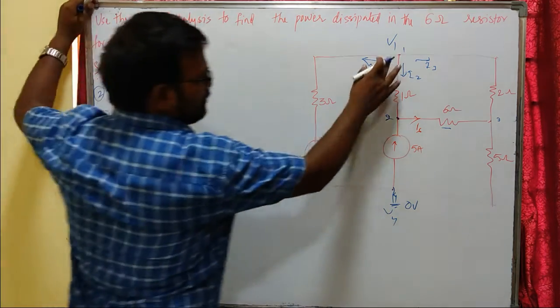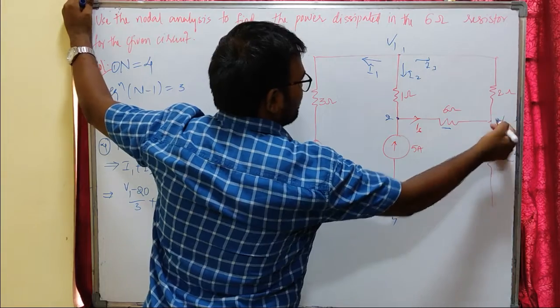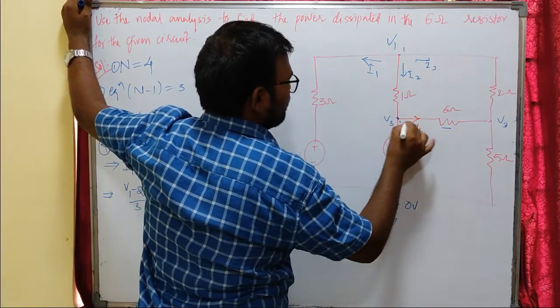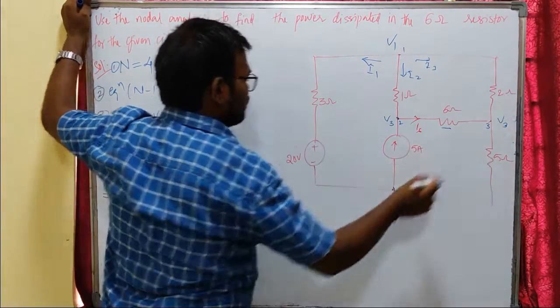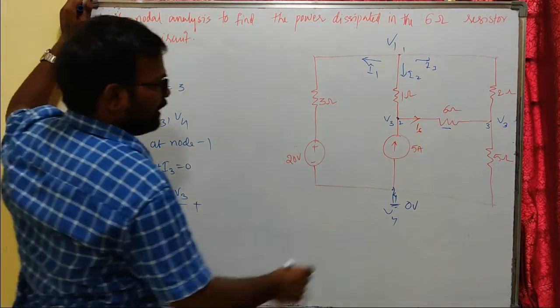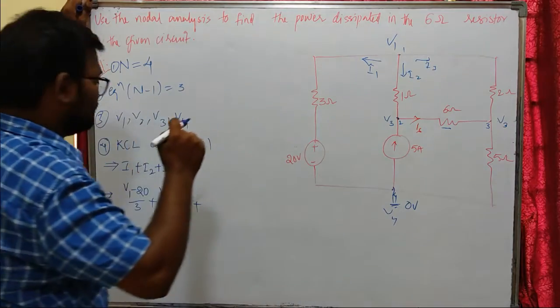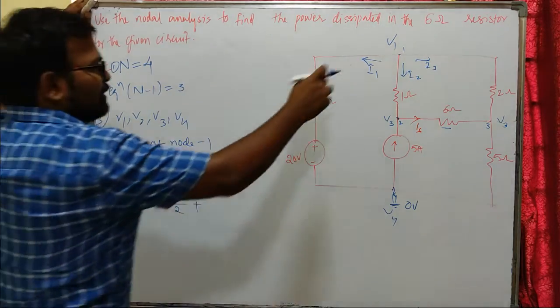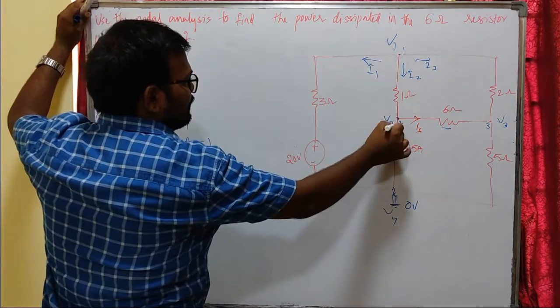plus I2 is V1 minus V3, this is V3 at the third node. V1 minus V3 by 2 ohms, plus I3. So I3 is V1 minus V2, this is V2, V1 minus V2 by 1.